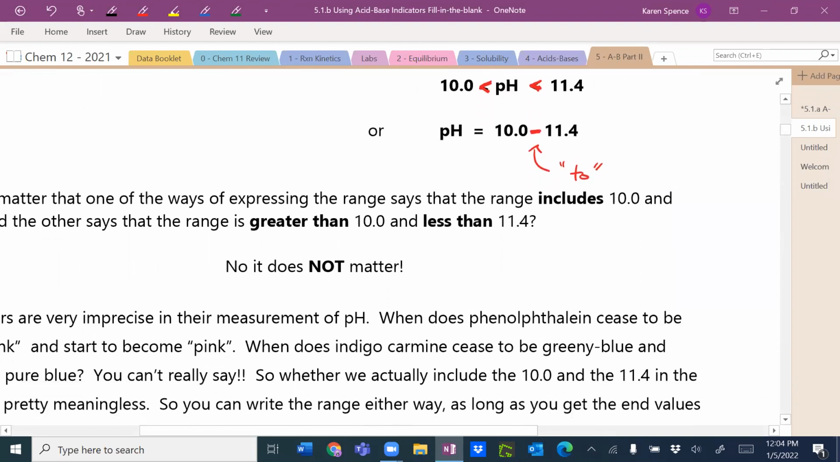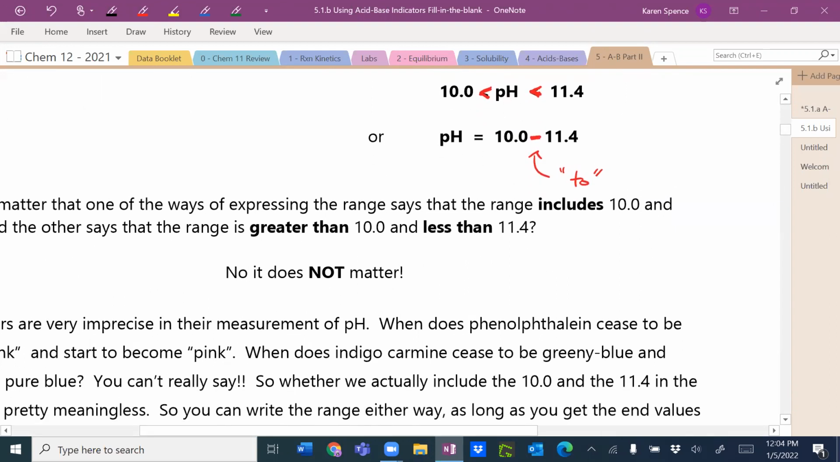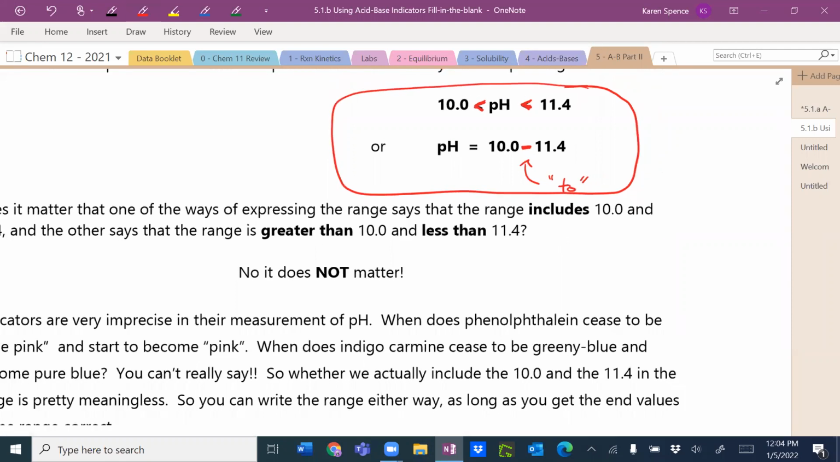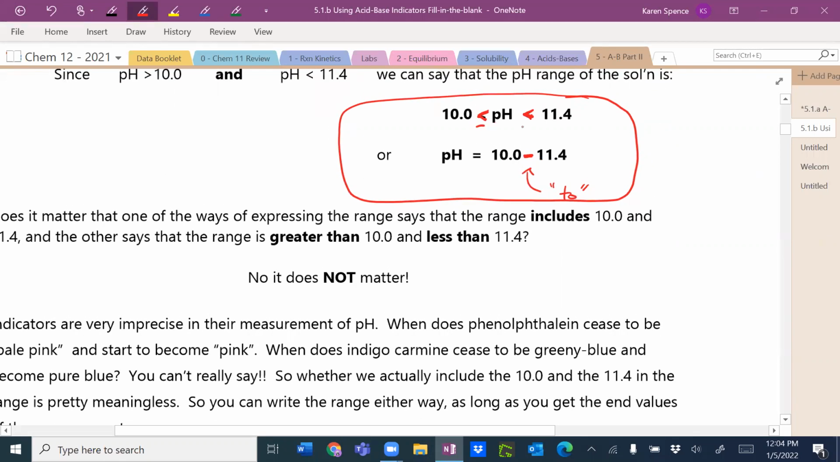I think we talked about this yesterday. Indicators are not super exact. Telling the difference between a yellowy green and a slightly less yellowy green is very difficult. Because we're ballparking it anyway, you can use either of these two methods, and I don't really care what it's doing at exactly 10.0 or exactly 11.4. So don't worry whether you're including those. If you wanted to say greater than or equal to, you could do that as well. I'm just not too concerned about it, okay?